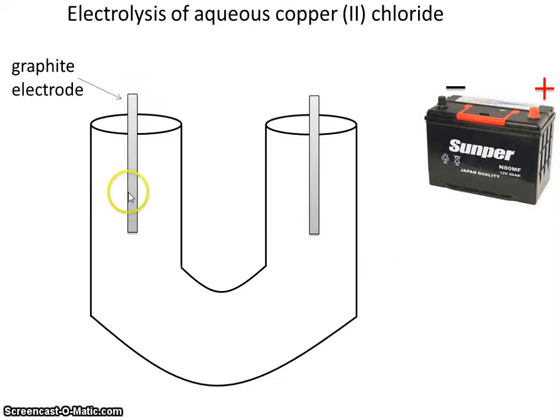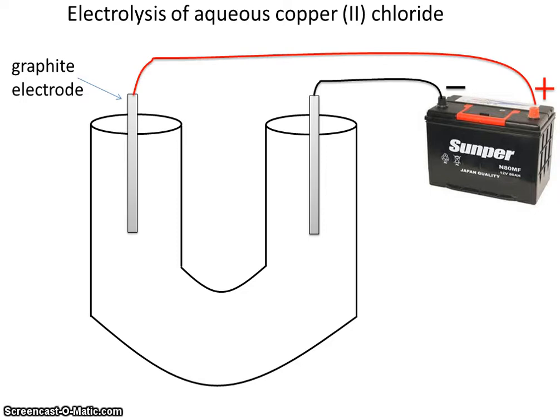Remember that an electrode conducts ions in and out of solution. We'll hook up one of the electrodes to the negative terminal and the other electrode to the positive terminal. Now you're going to kind of want to think about this battery sending negative electrons towards this electrode, and this battery pumping electrons away from this electrode.